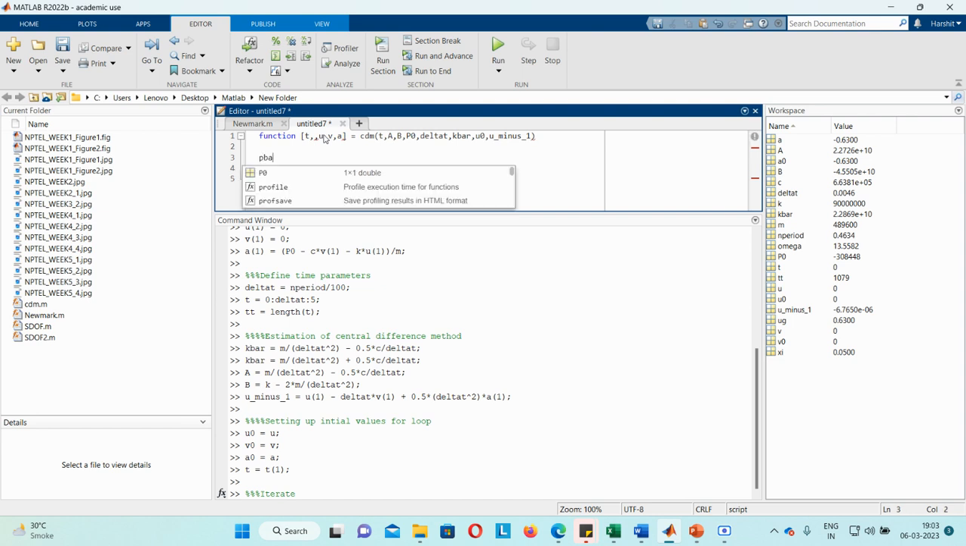So P bar will be given by, just like how we did in the last question, we need to define the P bar value. P bar is given by A of u minus 1 minus B times u naught. So this is how p bar is defined. U is nothing but p bar upon k bar.